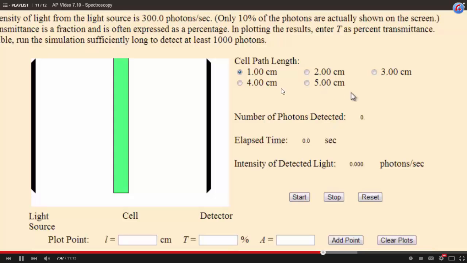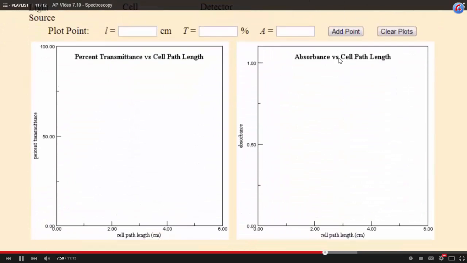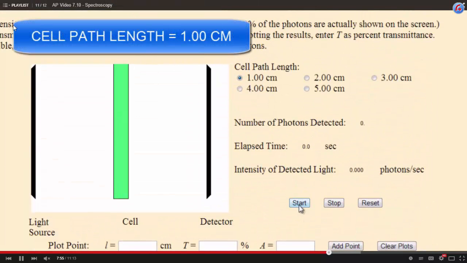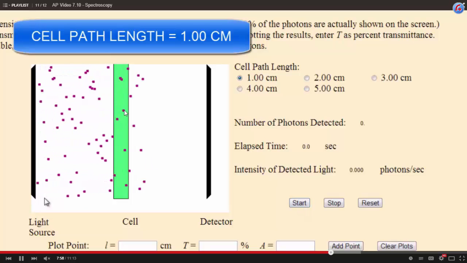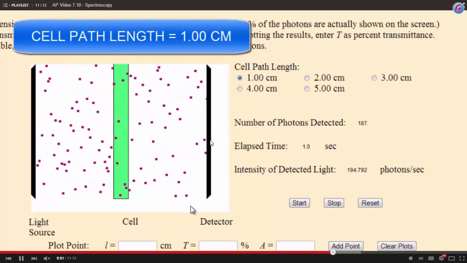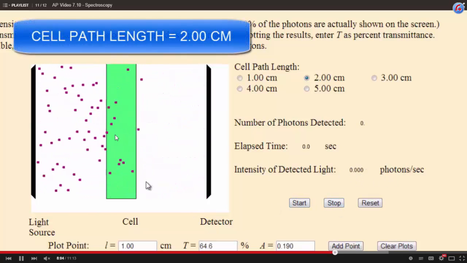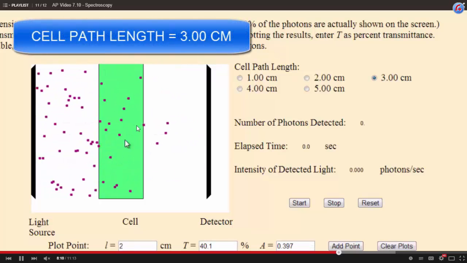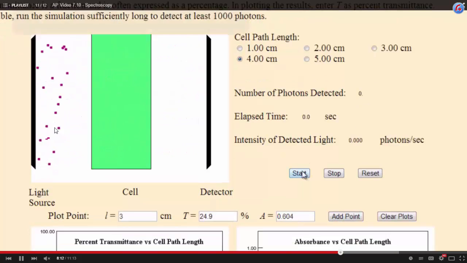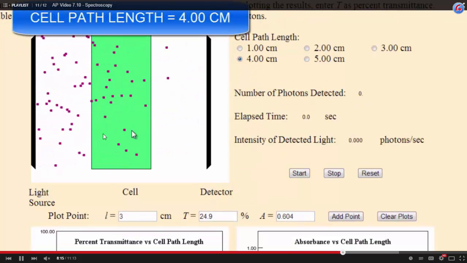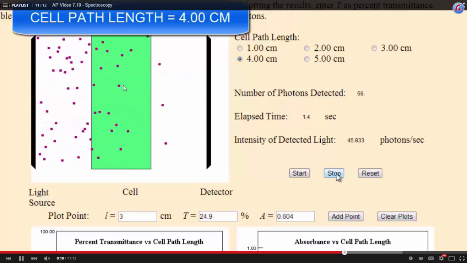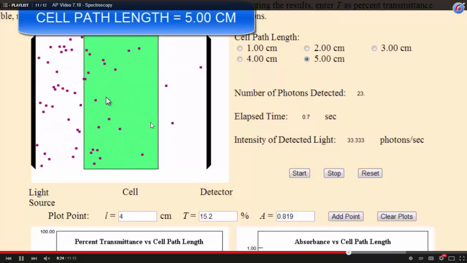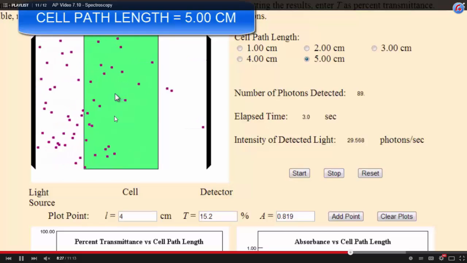So here you're going to see different cell path lengths of 1, 2, 3, 4, 5 centimeters in length. When we hit start here, you'll see the light going through, and you'll see some of the photons disappearing. Okay, so they're starting to disappear. We're detecting over here at about 190. The cell path length is now 2 centimeters wider. You can see that there are more and more photons absorbed. Basically, the wider our cell path length, the longer light has to travel through the sample, the more particles will absorb it, and therefore less will come through here. So this just shows that the cell path length can determine how much light is absorbed.